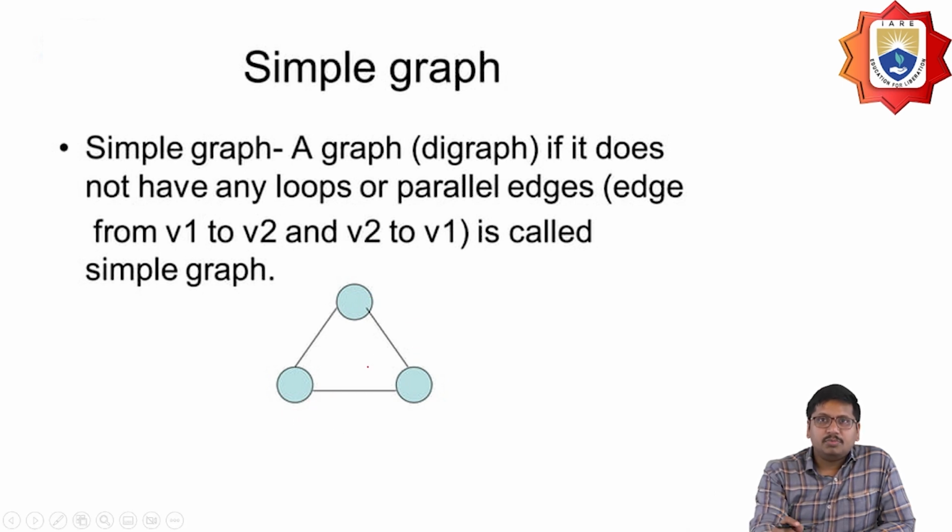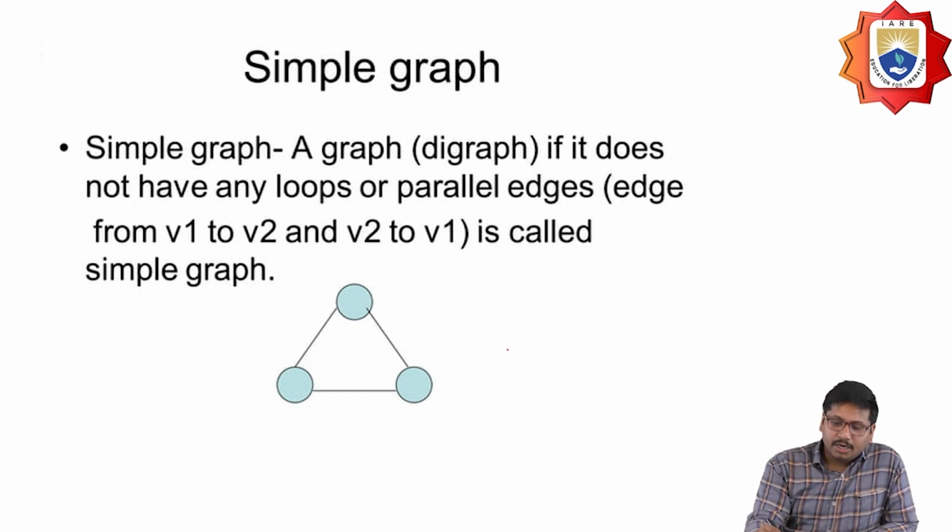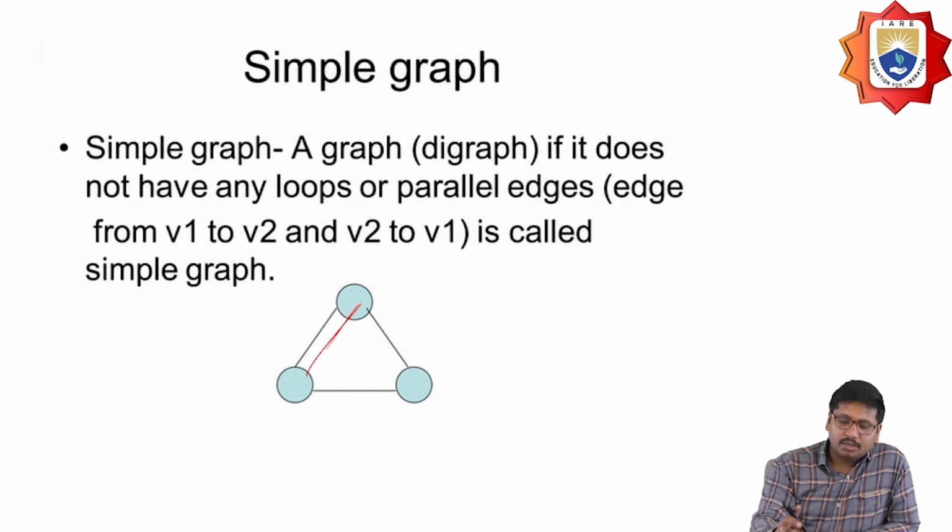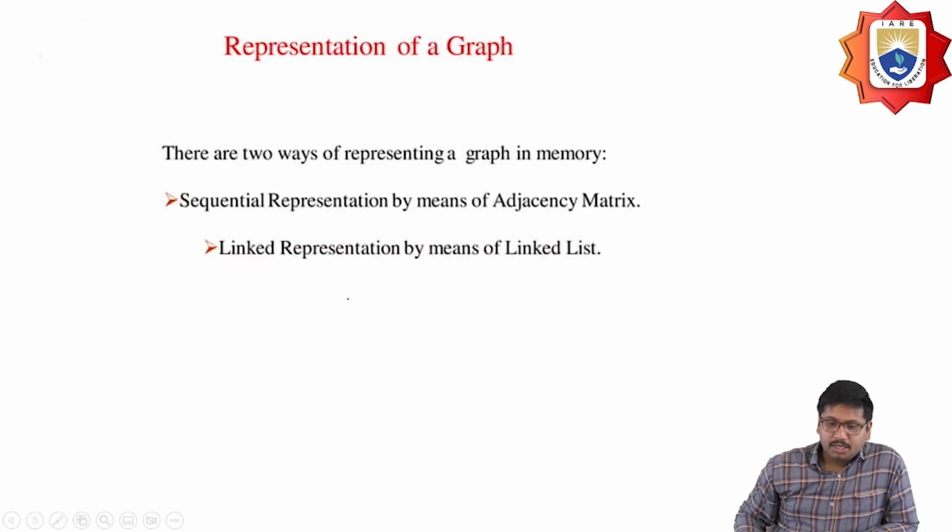A simple graph is a graph where the edges do not contain self loops and parallel edges, then I can say that it is a simple graph. If a graph does not have any loops and parallel edges, then it should be considered a simple graph. Next, multigraph. So what is the multigraph here?